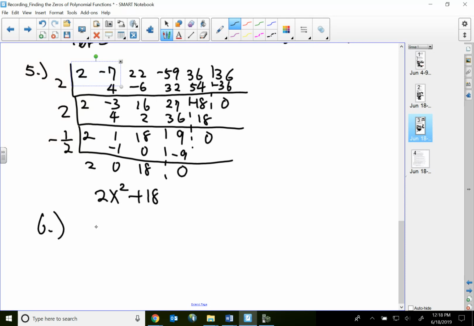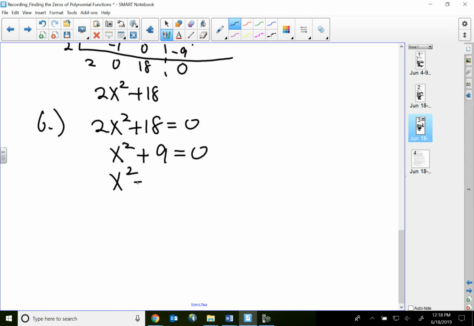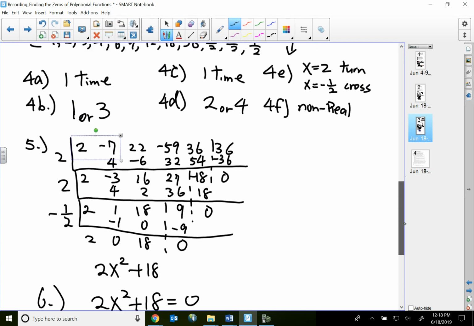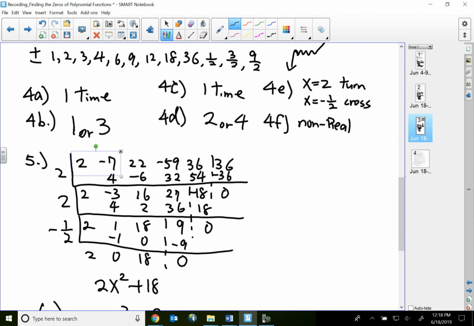So the quadratic equation I'm going to solve is 2x squared plus 18 equal to 0. All right, so if I divide every term by 2, that should be x squared plus 9 equal to 0, which is not a difference of squares. So when I move my positive 9 over, that's going to give me x squared equal to negative 9. So when I use my square root property to solve for x, my remaining 2 zeros are positive and negative 3i. All right, so the other 2 zeros are the non-real zeros.